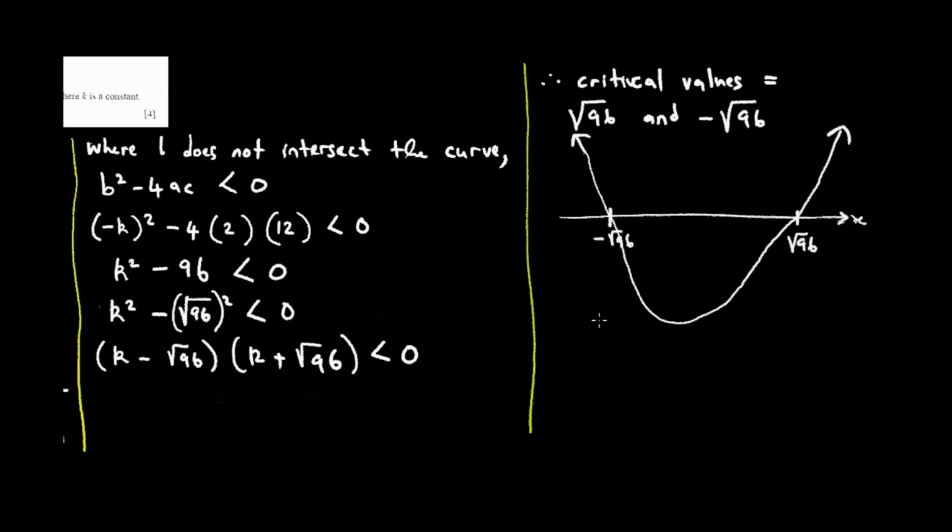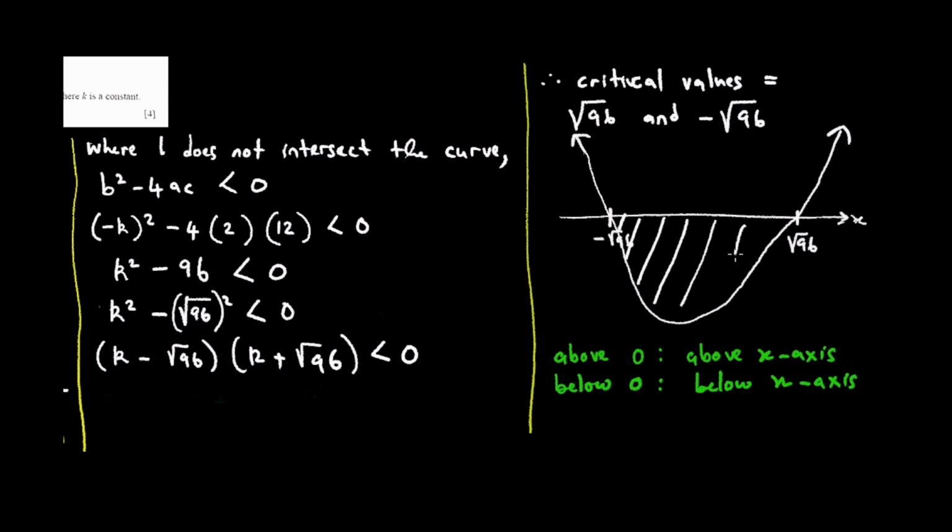So taking from what we did last time, above 0 means above the x-axis, then below 0 means below the x-axis. So the region which is going to give us the set of values of k is as follows. If it is below the x-axis, we shade inside the curve. From our last example, it was above, and what did we do? We shaded on top here.